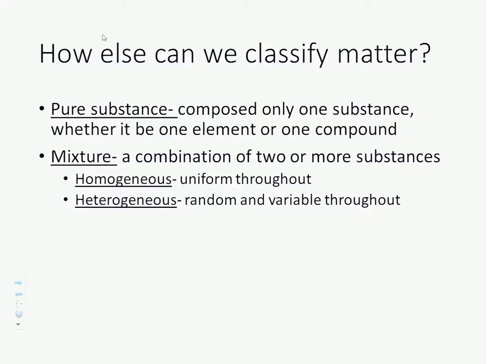Whereas with a mixture, if you ever have more than one element or more than one compound present, it has to be a mixture. It's no longer pure. All right? Then we can further subclassify mixtures as either homogeneous or heterogeneous. Homogeneous means uniform throughout. I'll give you an example.